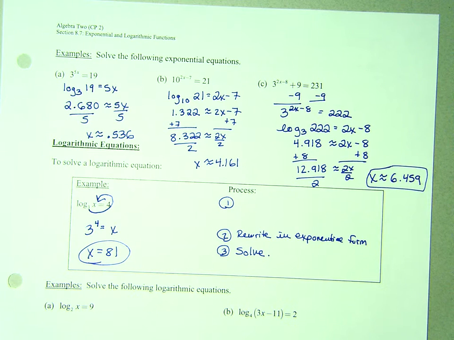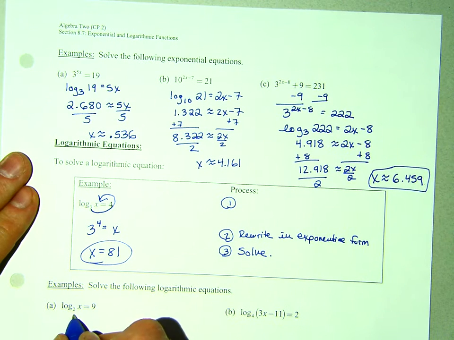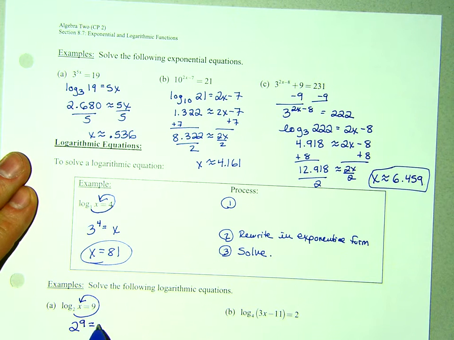Here we go. Letter A. It's in log form. I would like you to go do the first step of converting it to exponential form. Convert to exponential form. Just letter A. It's just math. You should have 2 to the 9th equals x.